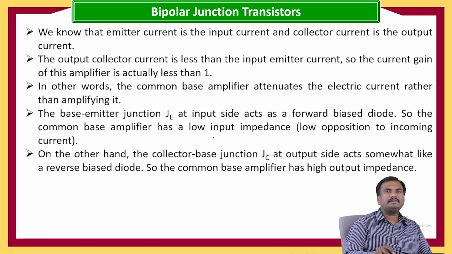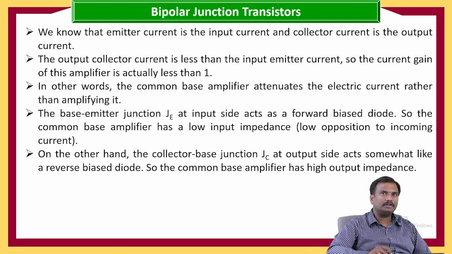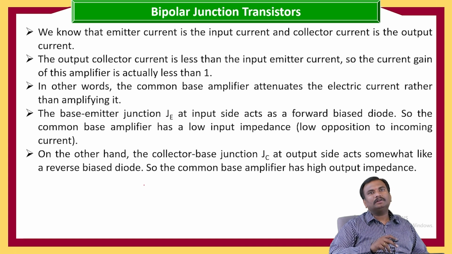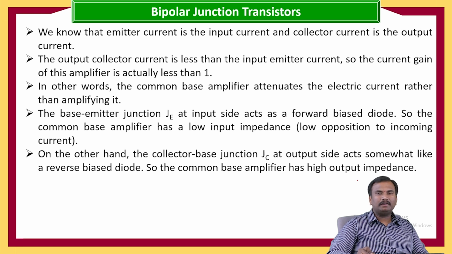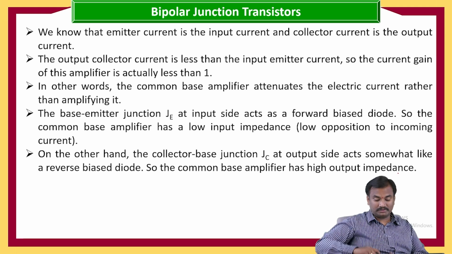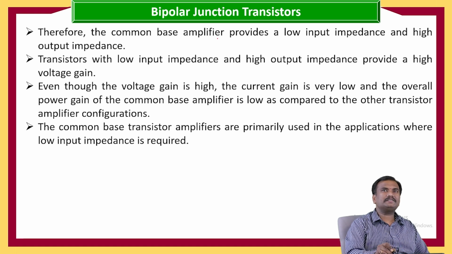Common base amplifier has a low input impedance. On the other hand, the collector to base junction at the output side acts somewhat like a reverse bias diode. So the common base amplifier has high output impedance. Therefore, the common base amplifier provides a low input impedance and high output impedance.